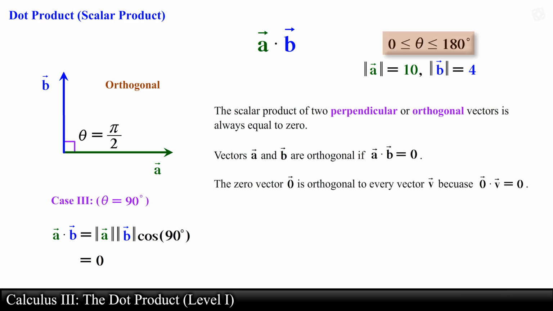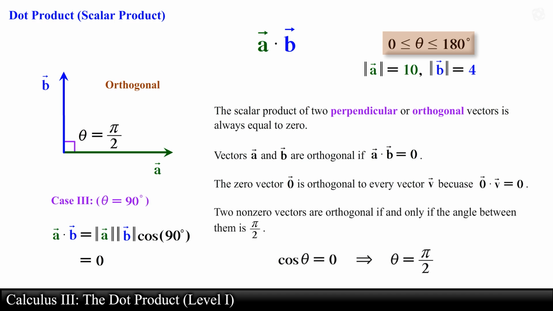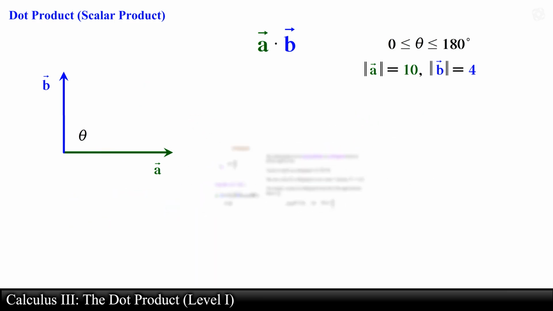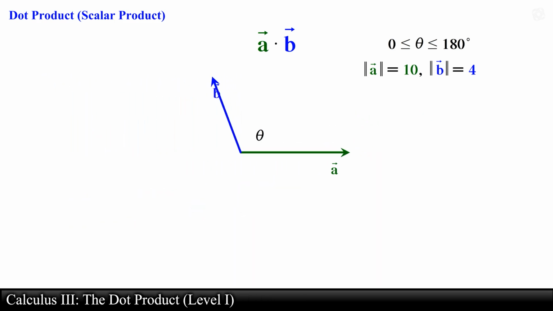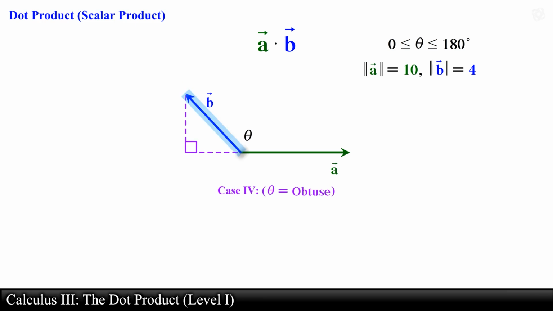Moreover, for any angle theta between 0 and pi, cosine of theta equals 0 if and only if theta equals pi over 2. So two non-zero vectors are orthogonal if and only if the angle between them is pi over 2. This fact will play a crucial role in later topics in this course. Now, what happens when the angle between the vectors is obtuse? In this case, the geometric interpretation is the same. We still want to find the projection of one vector in the direction of the other vector, and multiply it by the magnitude of the second vector.